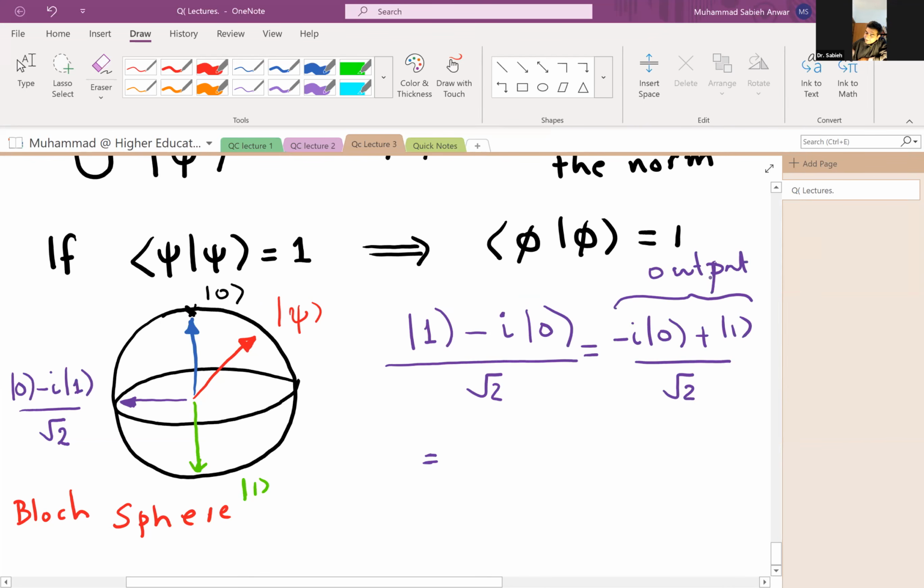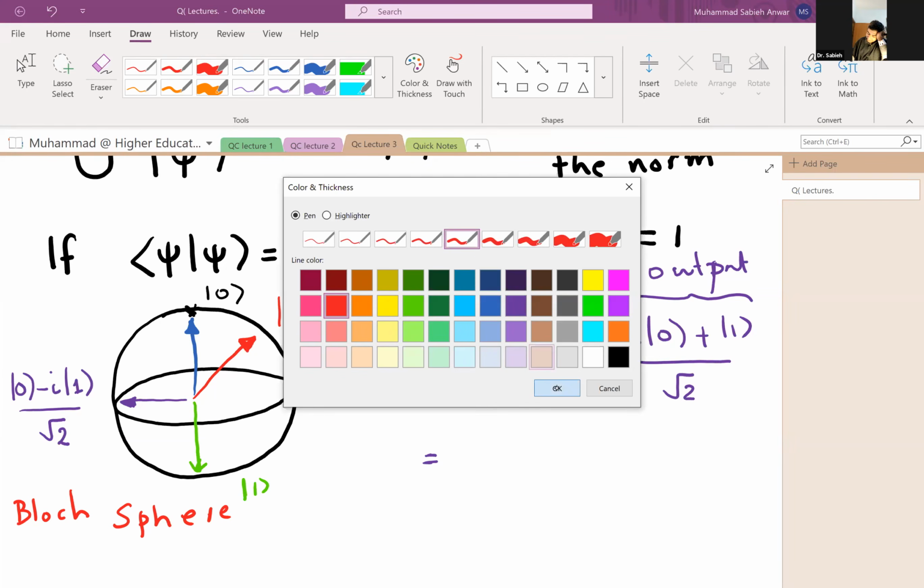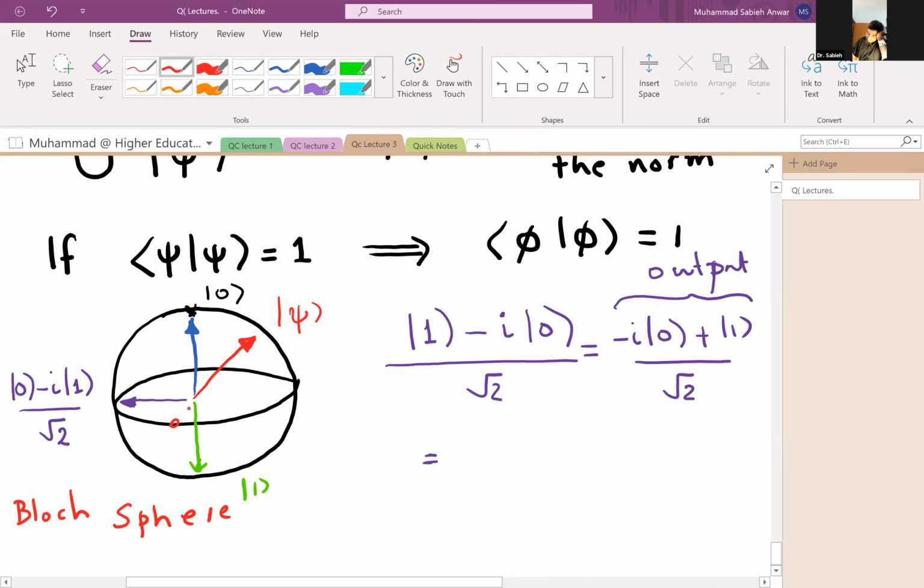Where does this state lie on the Bloch sphere? On the positive x-axis. Where is the positive axis? Is it here, here, or here? Here? Yeah, we call it the y-axis, by the way. So how do I know that?